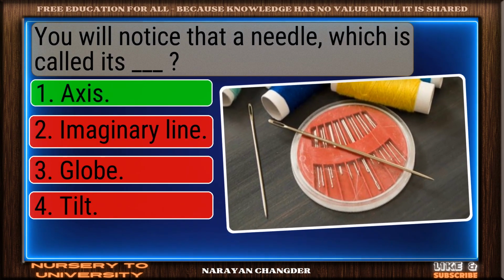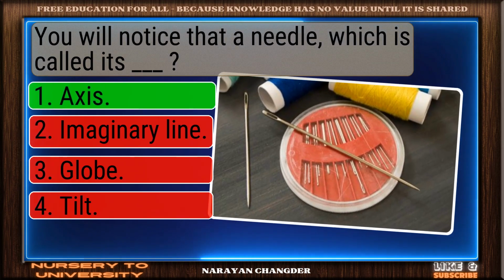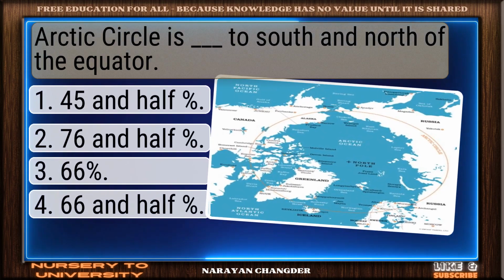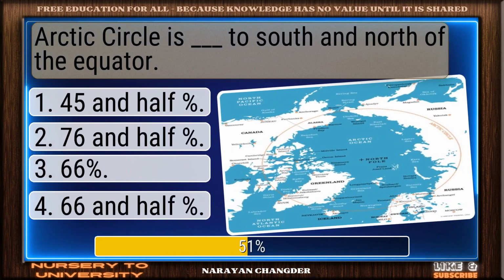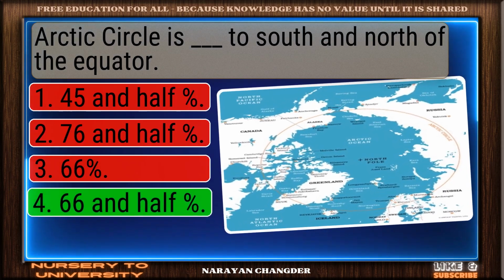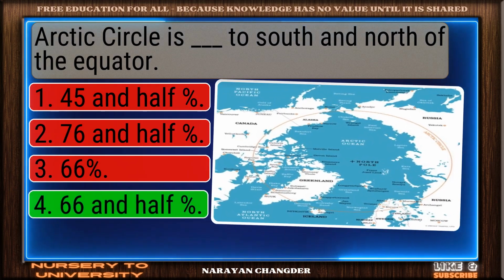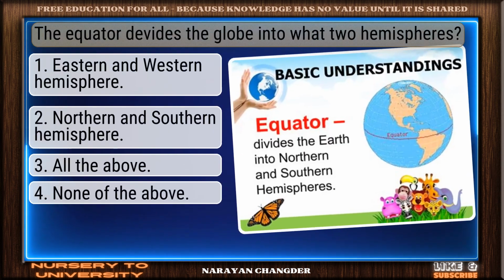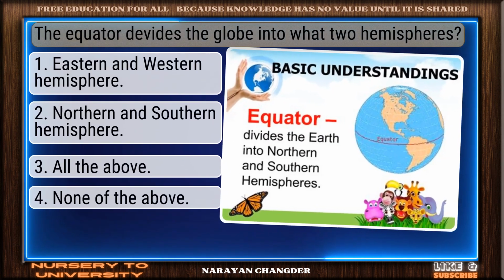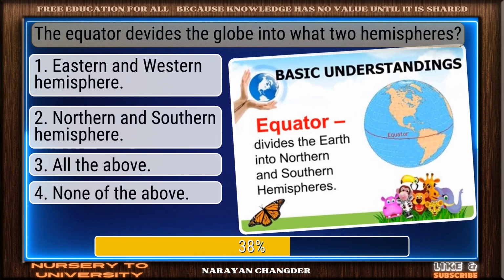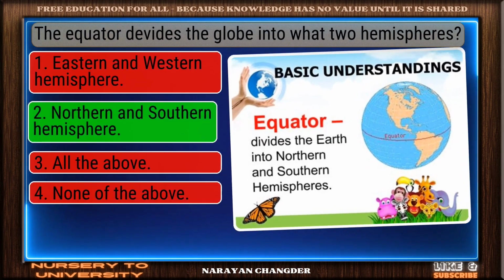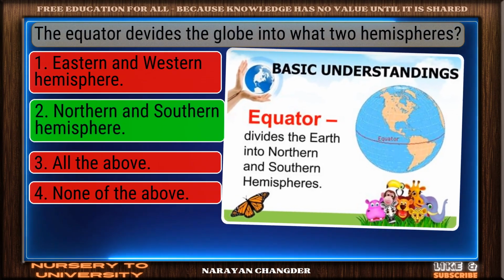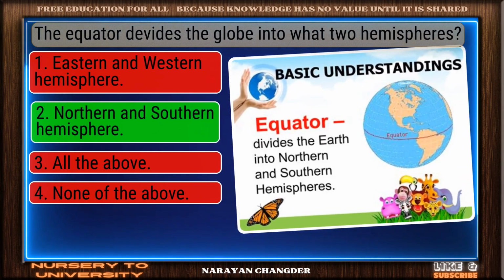Well reasoned. Axis is the correct choice. Arctic Circle is dash to south and north of the equator. Nice selection. 66.5 is the correct and valid answer. The equator divides the globe into what two hemispheres? Solid response. Northern and southern hemisphere is a valid choice.